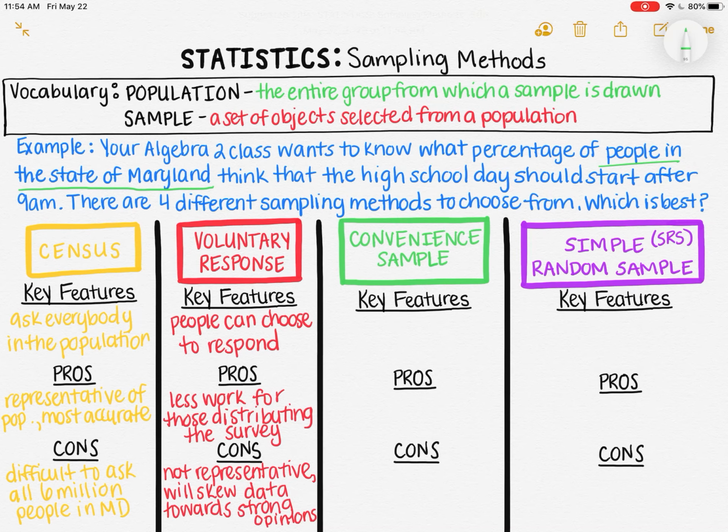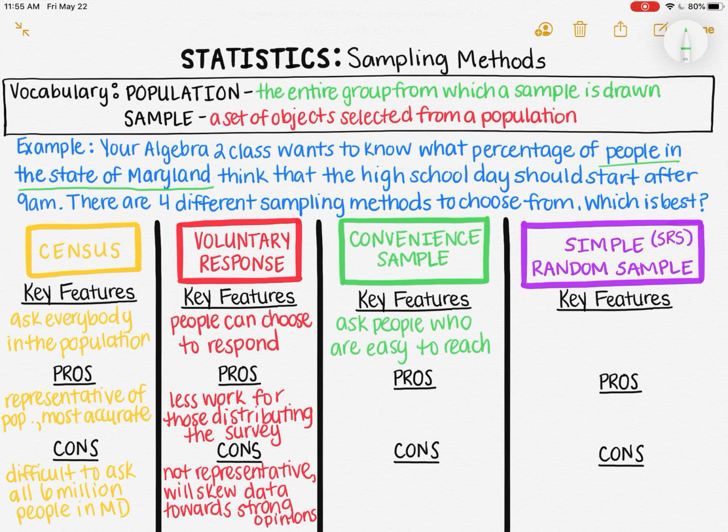A convenience sample, now the word convenience probably makes you think it's going to be also easy for us, and that's true. A convenience sample means you ask people who are easy to reach. An example of this would be if you stood in front of your local grocery store and asked everybody who walked through the door what they thought about this question. What do you think? Should high school start after 9 a.m.? If you stood there, you'd be getting a lot of responses from people who walk in the grocery store, but you'd only be getting people who live near you or in your community, in your geographic location.